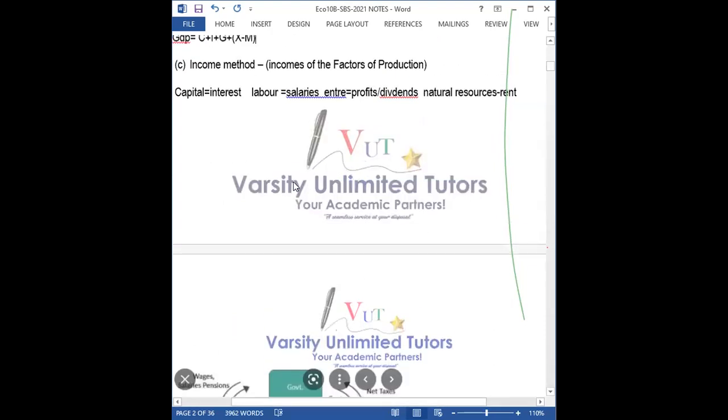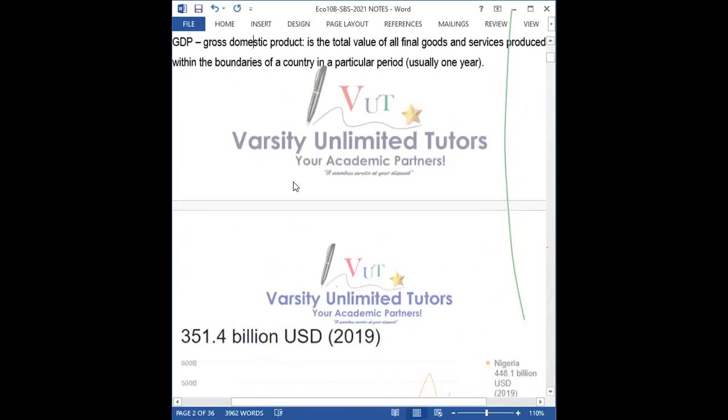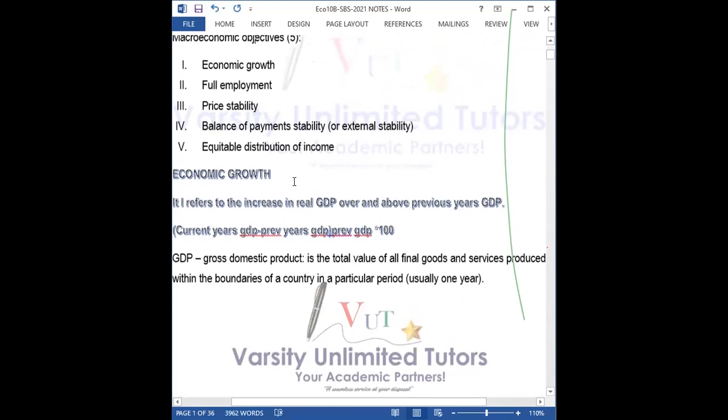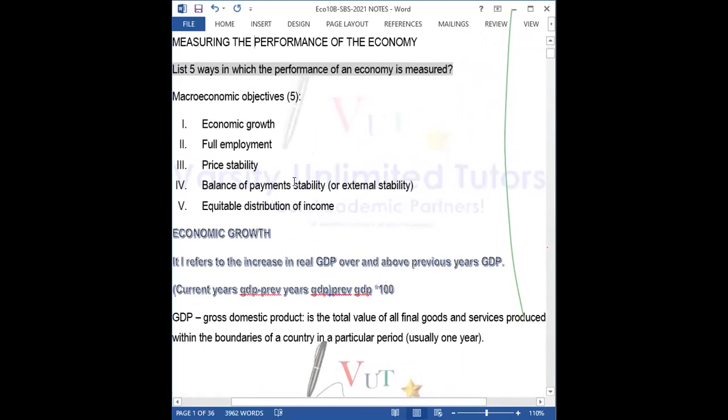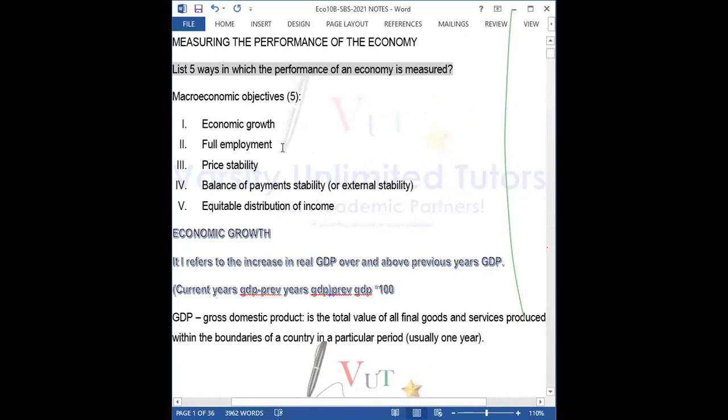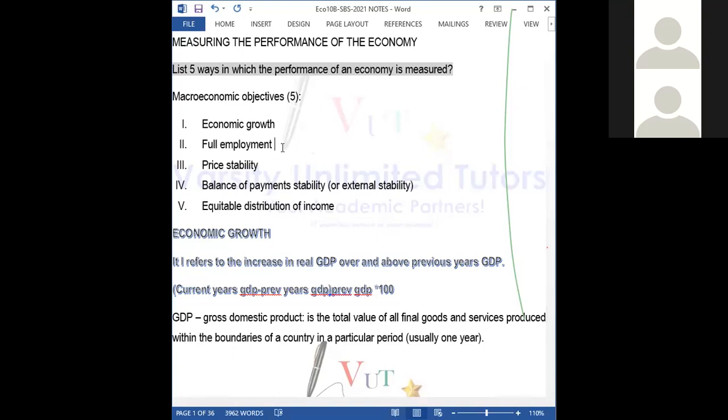All right, so we're talking about GDP as an important factor in measuring the performance of an economy. The other method that is used in measuring the performance of an economy is referred to as full employment. With full employment, the main metric that is used in measuring it is what is referred to as unemployment.